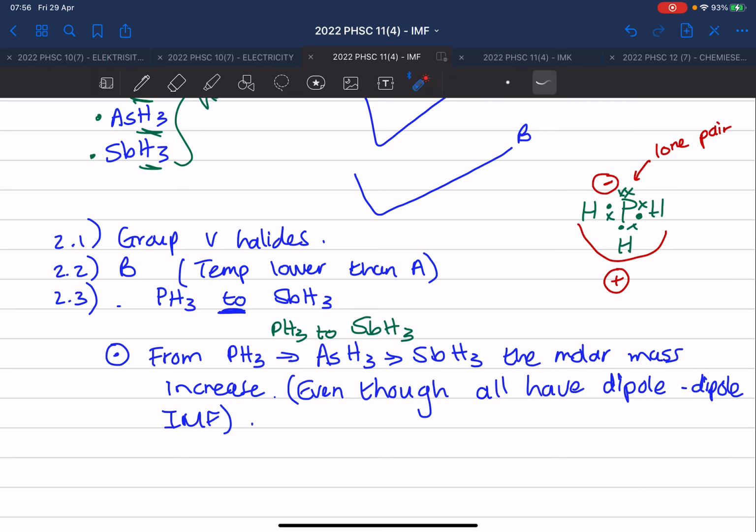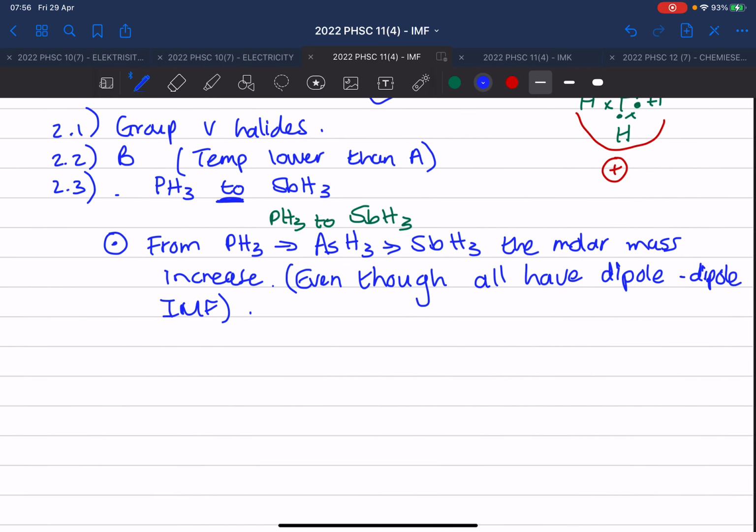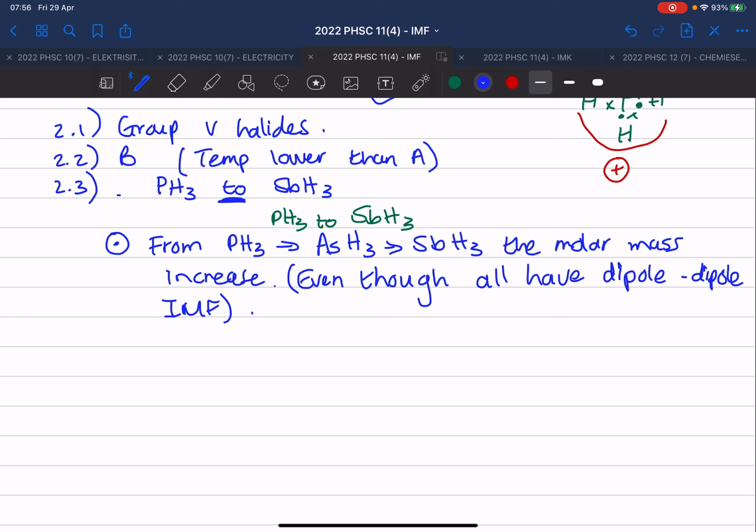Can you see how you must use the previous chapter to figure out? Yes. No, but you must know, if you don't say that, you'd lose a mark. Okay, right. So from there to there, the molar mass increases. How does that affect the intermolecular forces, Declan?